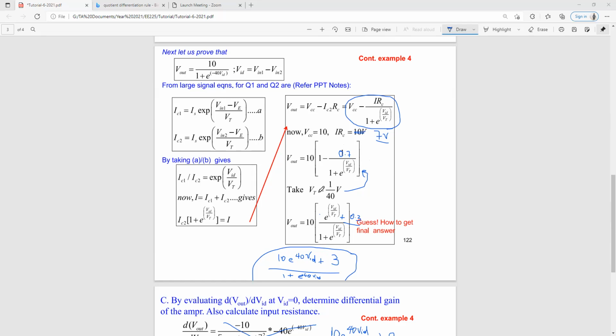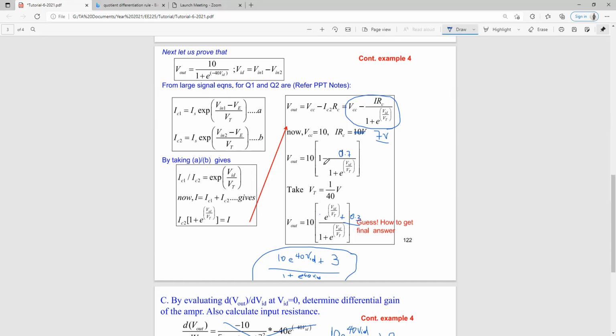Then our VT value, or the thermal voltage, is equivalent to 25 millivolts. 25 millivolts in fraction form is equivalent to 1 upon 40 volt. Keeping that in mind, if we substitute this 1 upon 40 into this equation, we'll be first simplifying this equation, which is just going to give us e to the power of VID divided by VT. Let's not substitute yet, just directly simplify this.